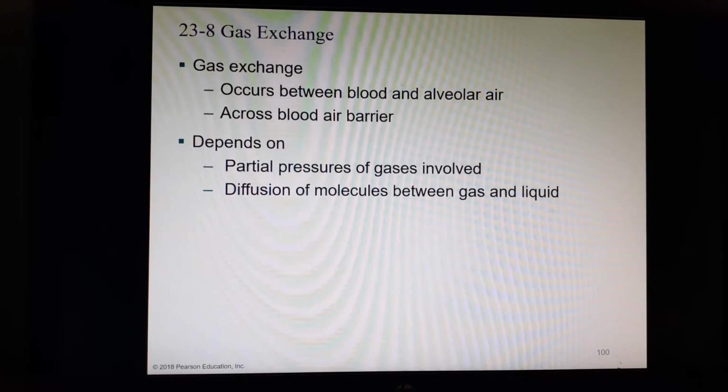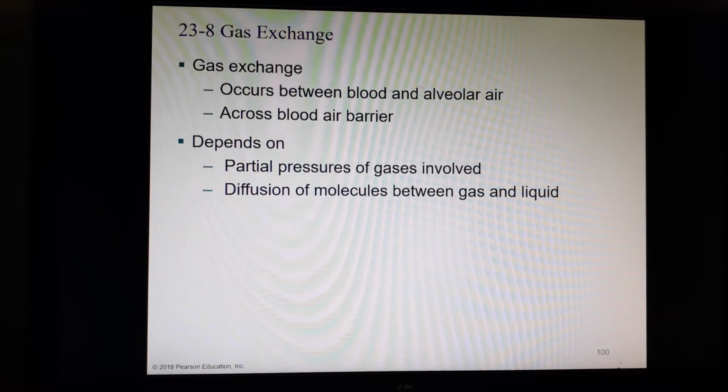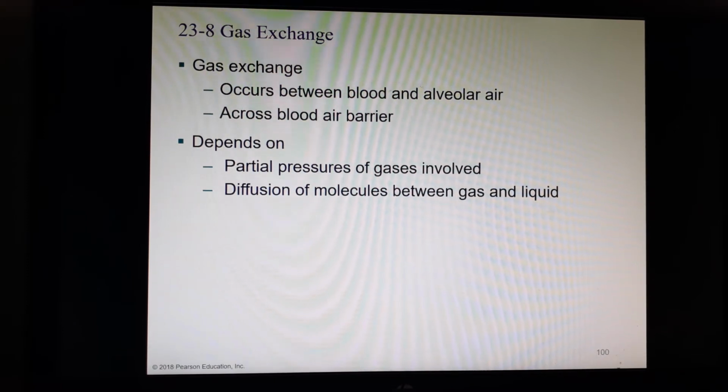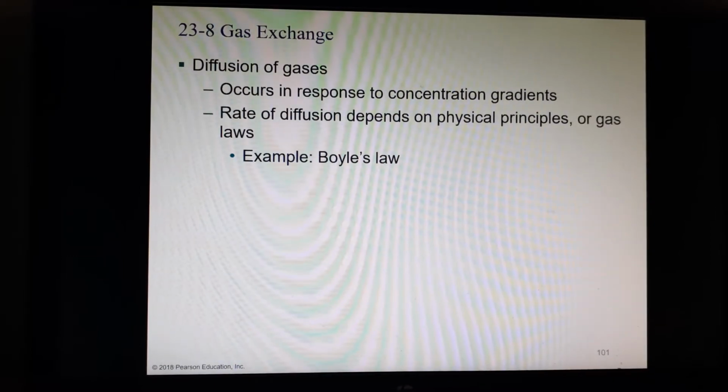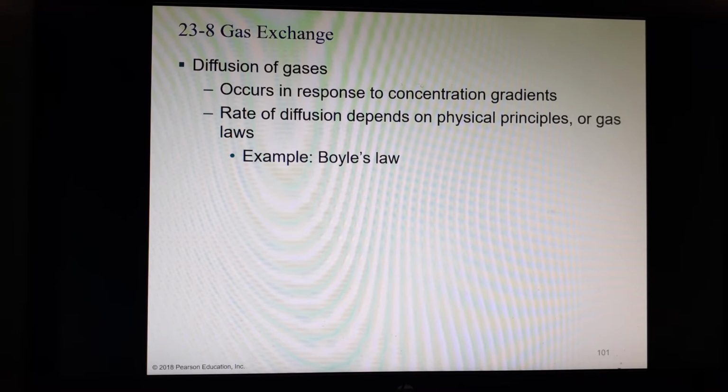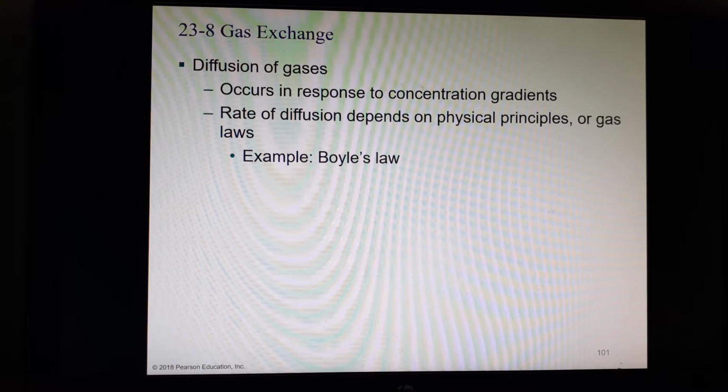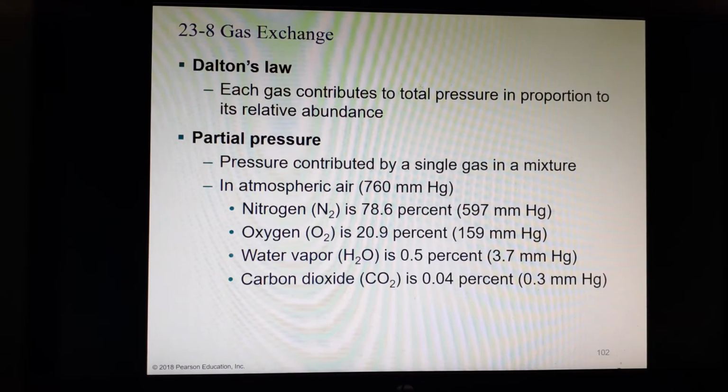And the speed and direction of the exchange depends on the partial pressure of the gases involved and the diffusion of molecules going from a gas to a liquid or a liquid to a gas. So the diffusion of gases occurs in response to their concentration gradients, just like all other diffusion gradients. And the rate that they diffuse depends on the different physical principles or gas laws, for example, Boyle's law. Dalton's law says that each gas in the air contributes to the total pressure in proportion to how much of that particular gas is in the air.